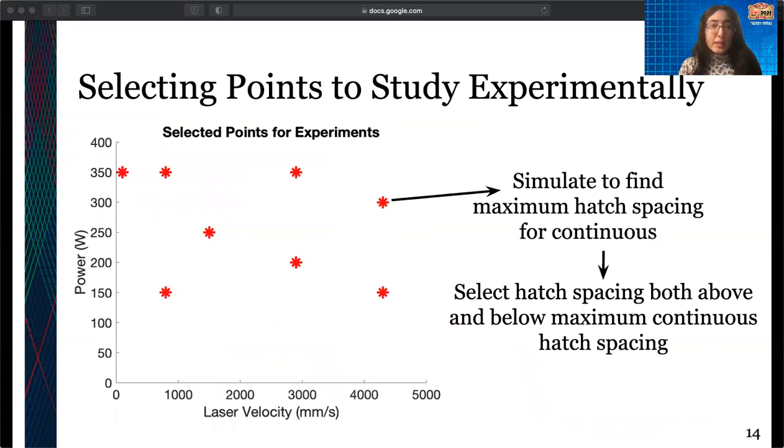So we want to select some parameters to study experimentally to verify our simulations. So we've selected these points shown here in red in power velocity space. At each power velocity combination, we use our simulations, as in the previous slide, to figure out where that transition region between continuous and non-continuous is, and try to select a hatch spacing smaller than the transition and larger than the transition to bound that region.